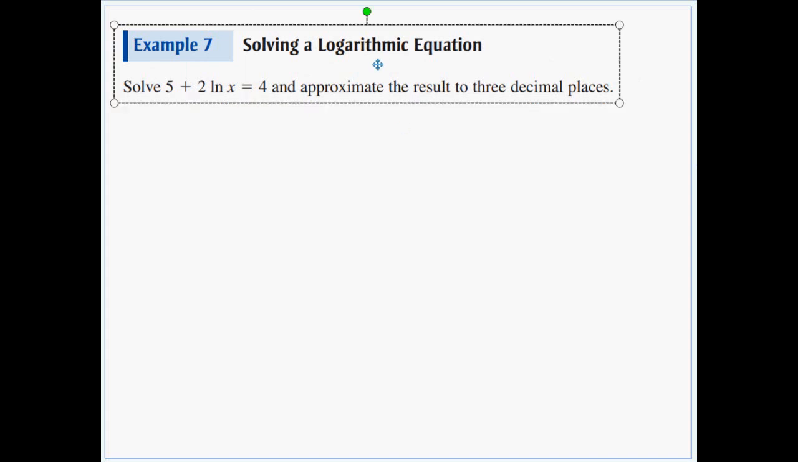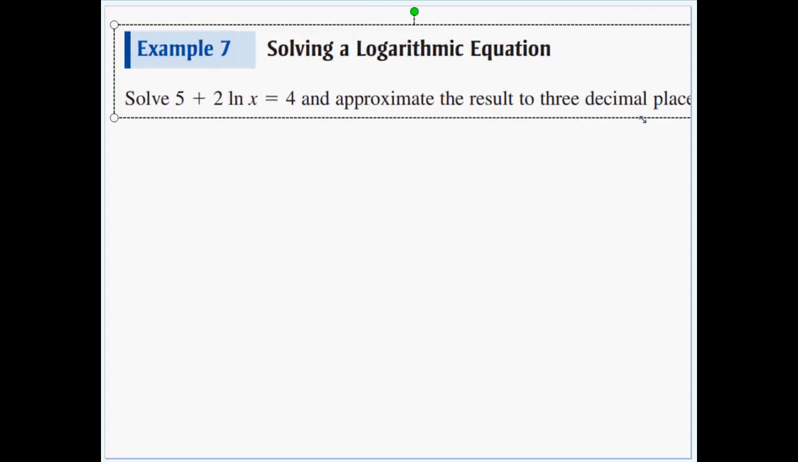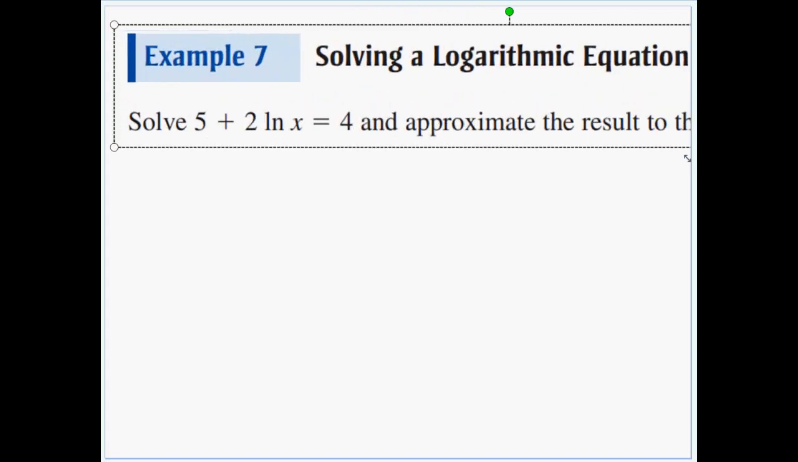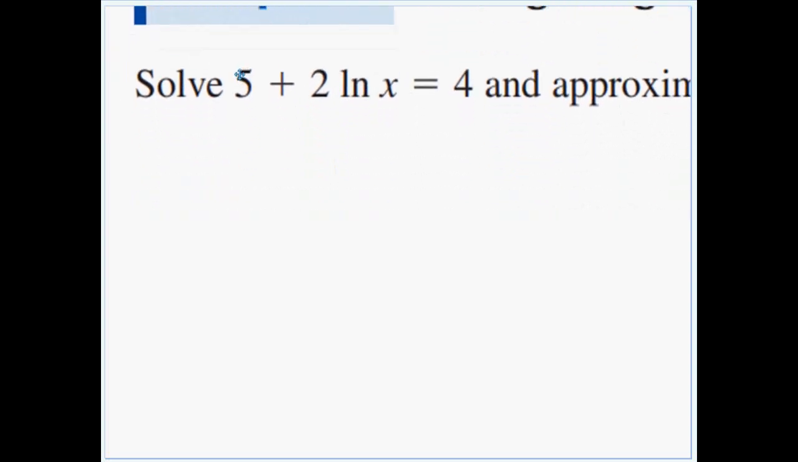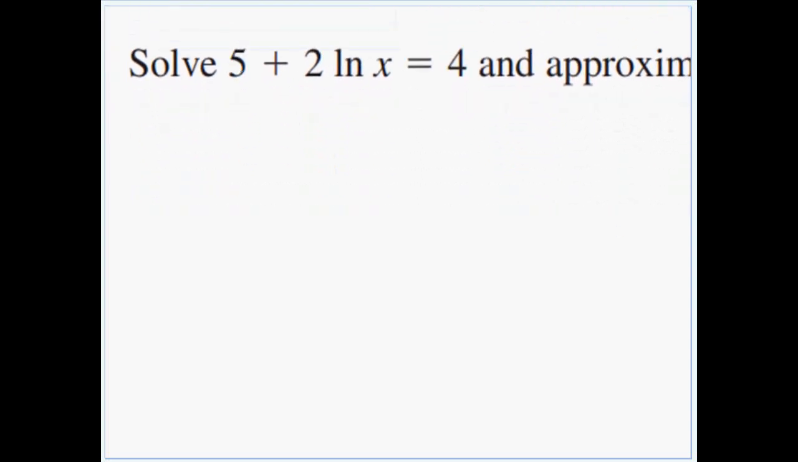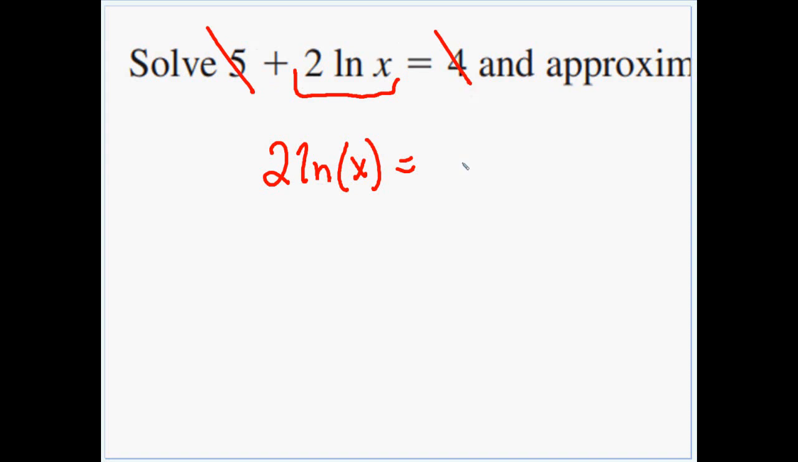Okay. Example 7 says solve this logarithmic equation, approximate to 3 decimals. Okay, let's see it. Locate our variable. Our variable is in this term. So let's get that term by itself first. We're going to subtract 5 from both sides. 4 minus 5 is negative 1. Now we could move the 2 up and make it an exponent, but why deal with an x squared? Let's divide both sides by 2.